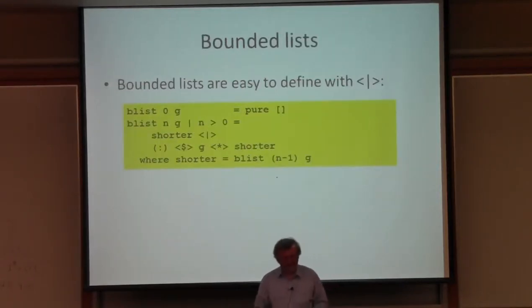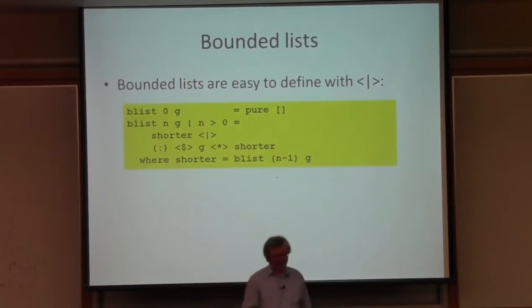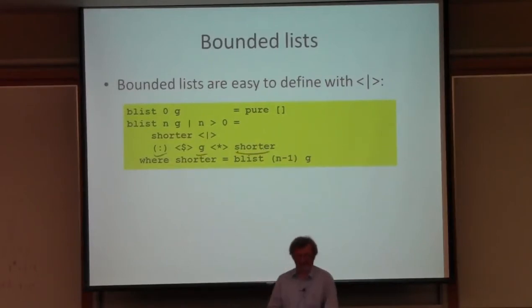OK, here's an example. This is a generator for bounded lists, which are now very easy to define. So blist takes a bound on the list length and a generator for the elements. And if the bound is 0, then it's a pure empty list. Otherwise, it's a bound now, so I'm not going to generate a list of exactly n elements. It may be less than or equal to n elements. So what might blist of n generate? Well, it might generate a shorter list, or cons applied to an element and a shorter list. And the shorter list is just defined recursively with a bound 1 lower. So that was easy.